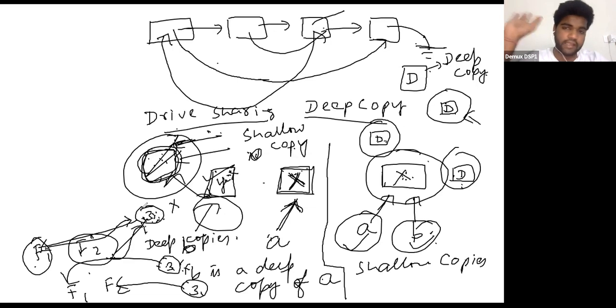Do you understand deep copy and shallow copy, both in the programming context as well as the abstract view, and the nomenclature? Does it make sense?